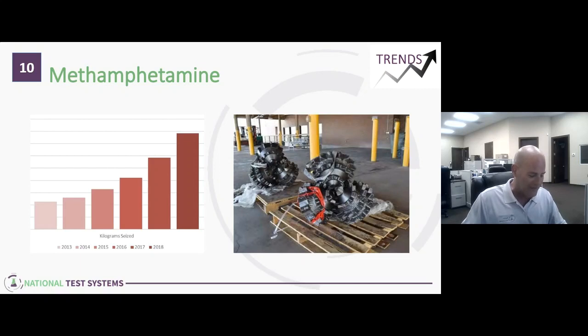So because of that, we're also seeing an increase in the potency and a decrease in the cost, which is, again, leading towards a surge in use of methamphetamines. All right, next we go on to marijuana.